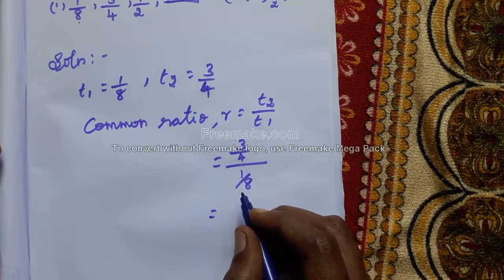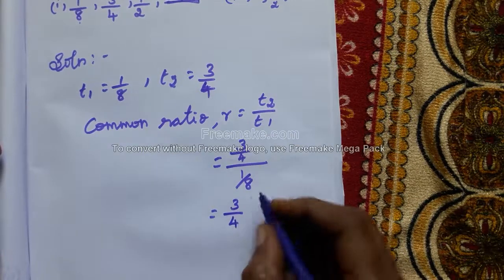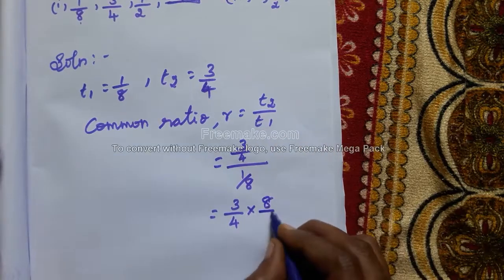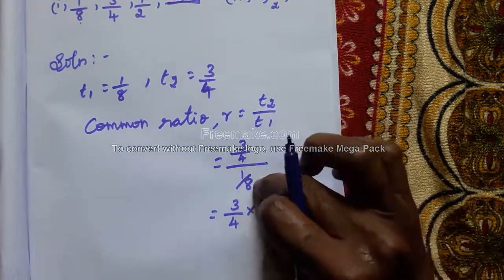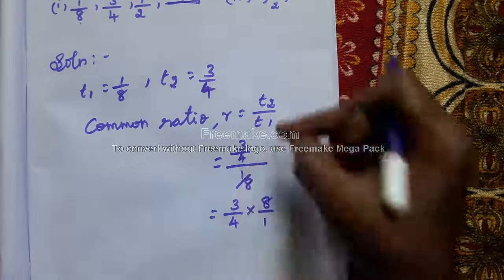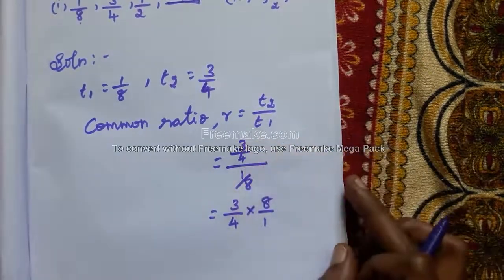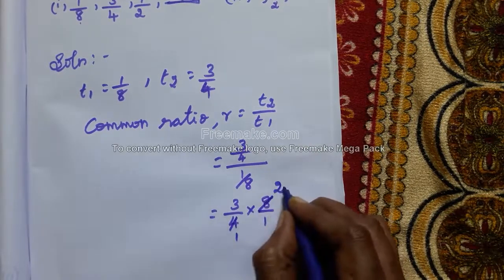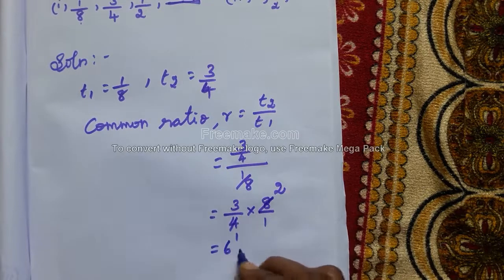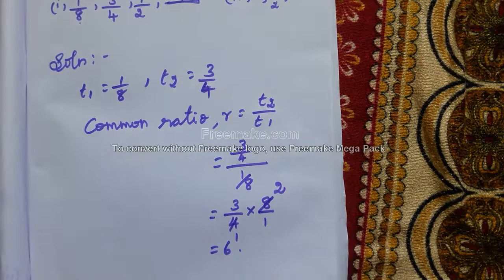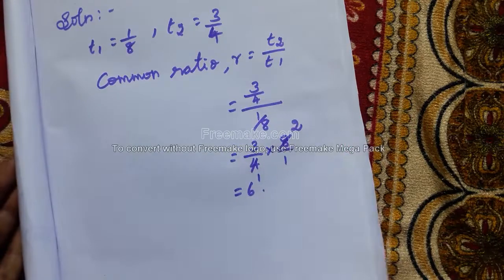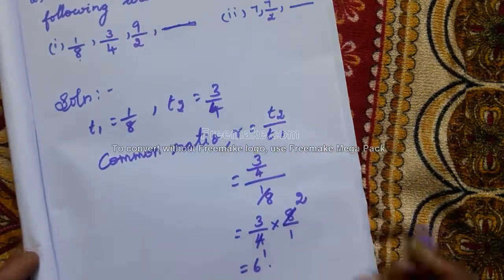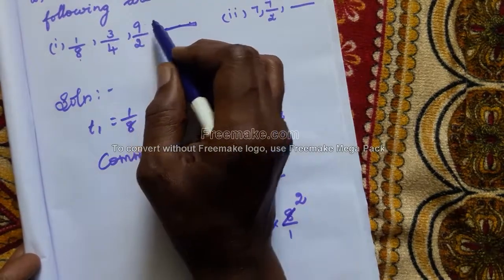Yes, 3 by 4 into the next, 8 by 1. Is it correct? The reciprocal of 1 by 8 is 8 by 1. So we can write 3 by 4 into 8 by 1. 1 4 is 4, 2 4s are 8. 3 2s are 6. What's the common ratio? 6. So what is the next term? How can we find out the next term? We have to multiply by 6 here.